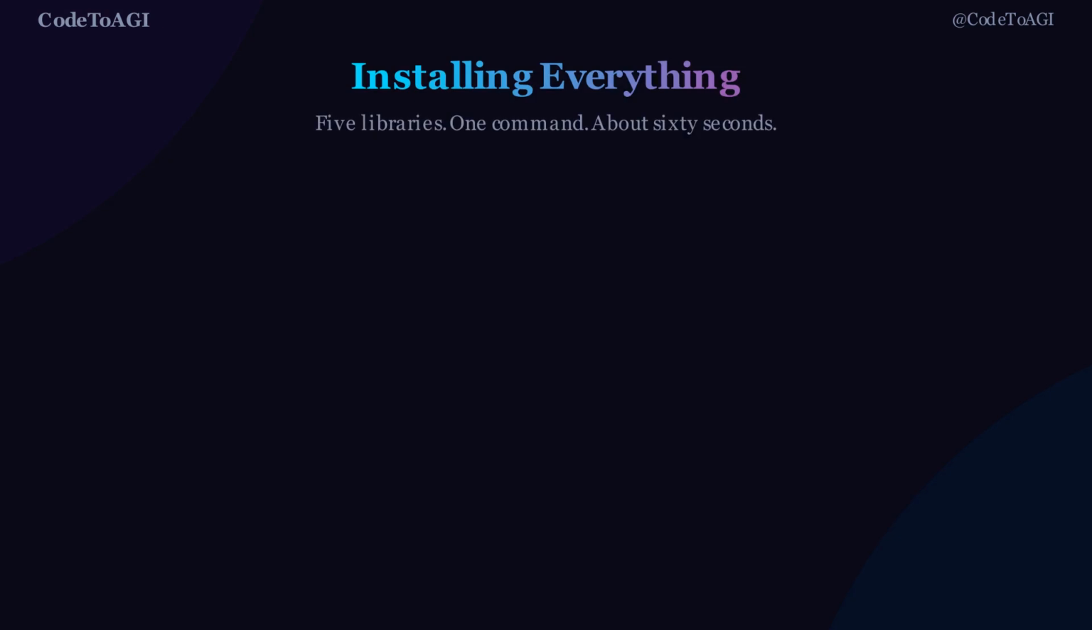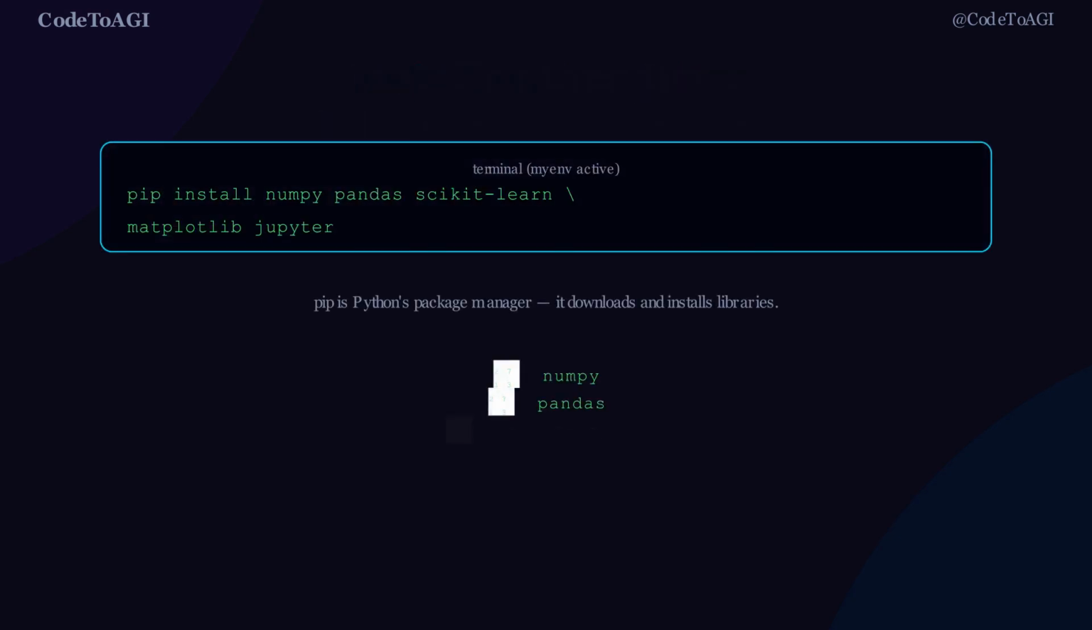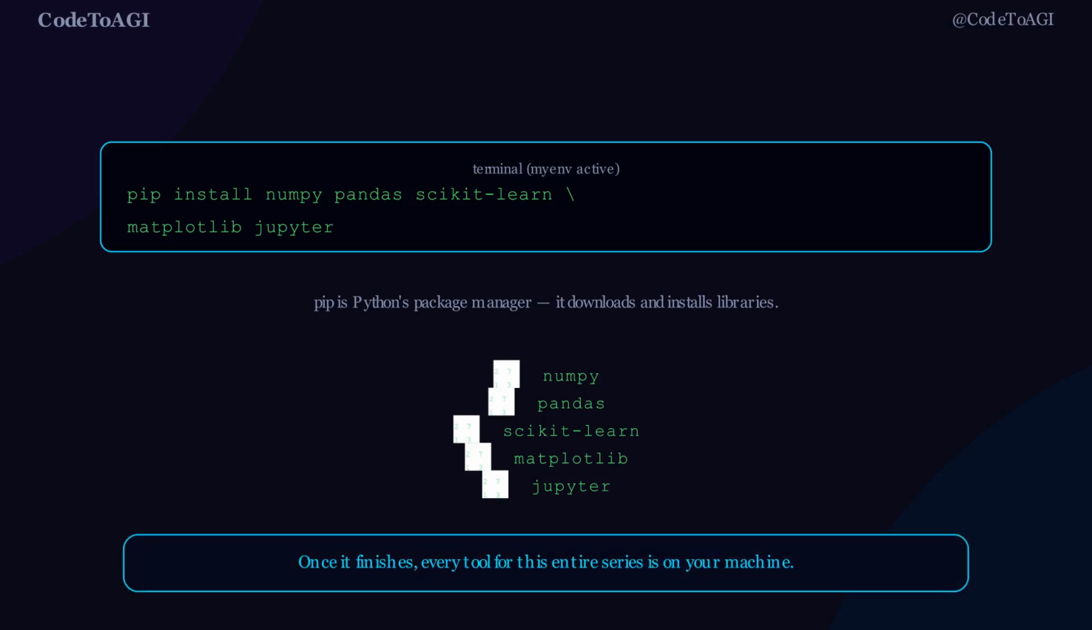With the environment active, installing every tool takes one line. pip install numpy pandas scikit-learn matplotlib jupyter. That's it. 5 libraries, 1 command, maybe 60 seconds. Pip is Python's package manager. It downloads and installs libraries for you. Once it finishes, every tool for this entire series is on your machine.